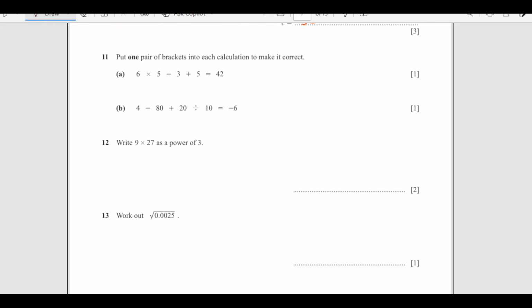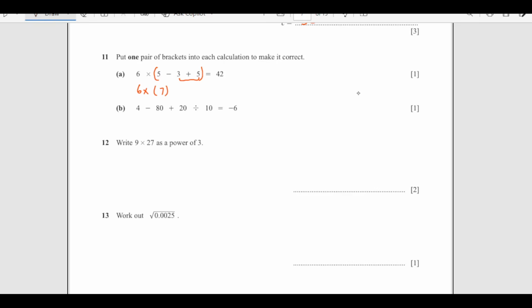Put one pair of brackets into each calculation to make it correct. Here you have to use the trial and error method. If you put the bracket here, then we get 6 times 5 is 30, 30 minus this will become 8. So this is not the case. If we put a bracket here and another one here, then this is 6 times, inside the bracket we have 5 plus 5 is 10, minus 3 is 7, 6 times 7 is 42. So our brackets are good enough over here.